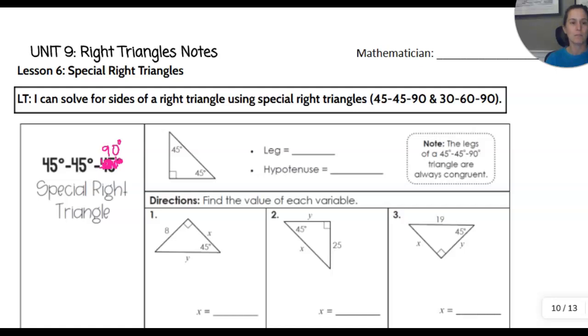Hi, we're going to take a look at special right triangles. Our learning target is to be able to solve for sides of a right triangle using special right triangles 45, 45, 90 and 30, 60, 90.